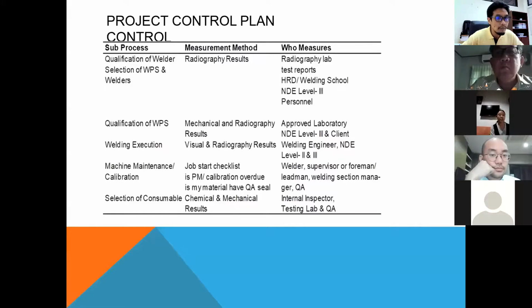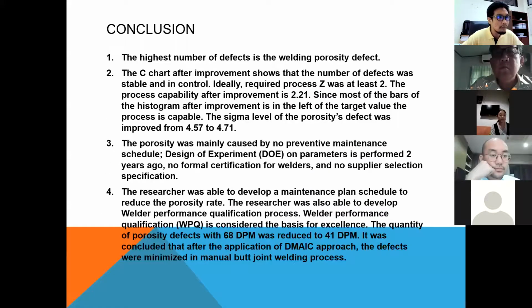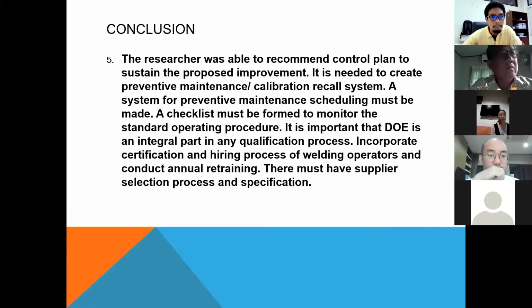Then this is my conclusion. So the highest number of defects is the welding porosity defect. The C chart after improvement shows that the number of defects was stable and in control. Then the porosity was mainly caused by no preventive maintenance schedule. So I conducted a design of experiment, and the researcher was able to develop a maintenance plan schedule to reduce the porosity rate. The researcher was also able to recommend a control plan to sustain the proposed improvement.